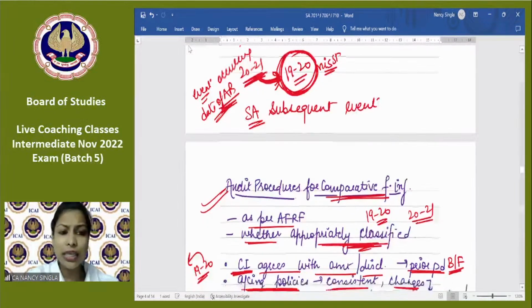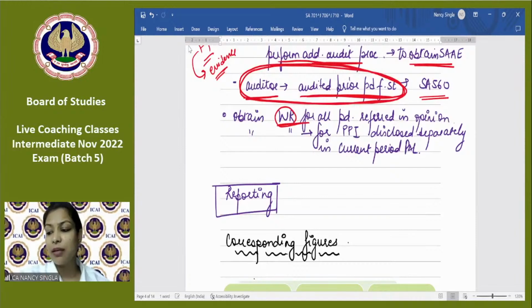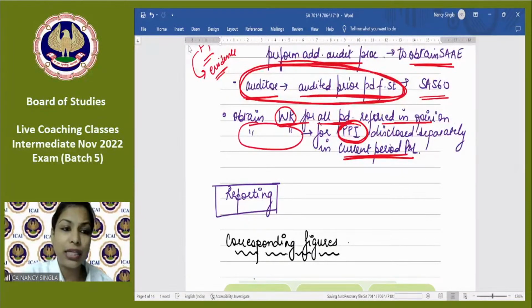Simple, right? This is one revision you have done so far, okay? Further, it says that if comparative information of prior periods is given, the auditor needs to obtain a written representation. Quickly send me the SA number with respect to written representation for all periods referred to in the opinion. And if any item is shown as a prior period item in the current year P&L account, the auditor needs to obtain written representation for that also. It is very logical how it has to be done.